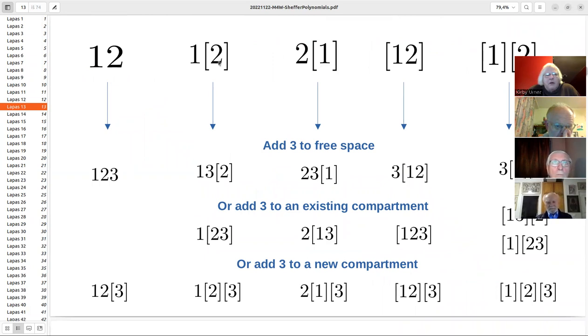You have one compartment, and then you add a new compartment. So you can add a new compartment here with the 3 in it, or you can add a new compartment here with the 3 in it, or you can add a new compartment with the 3 in it here. So there's actually three ways to do it because you had three ways to do it up here, and then you just add the compartment with the 3 in it.